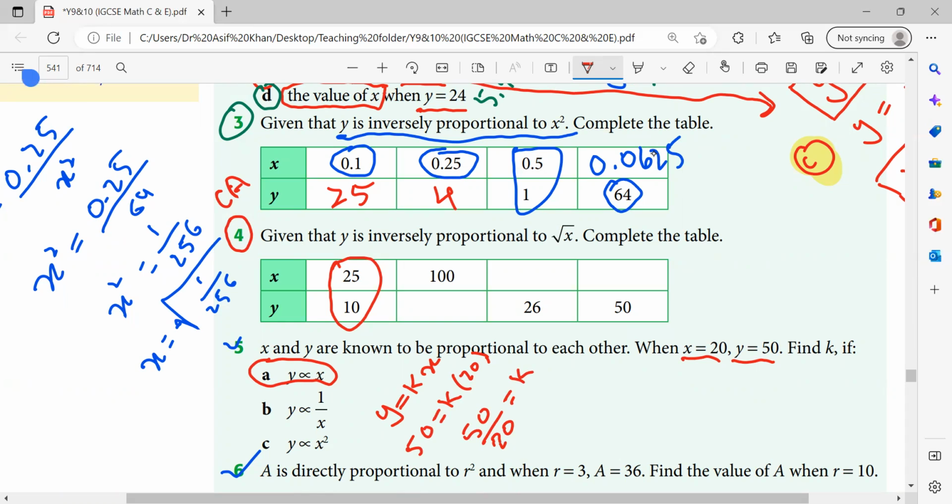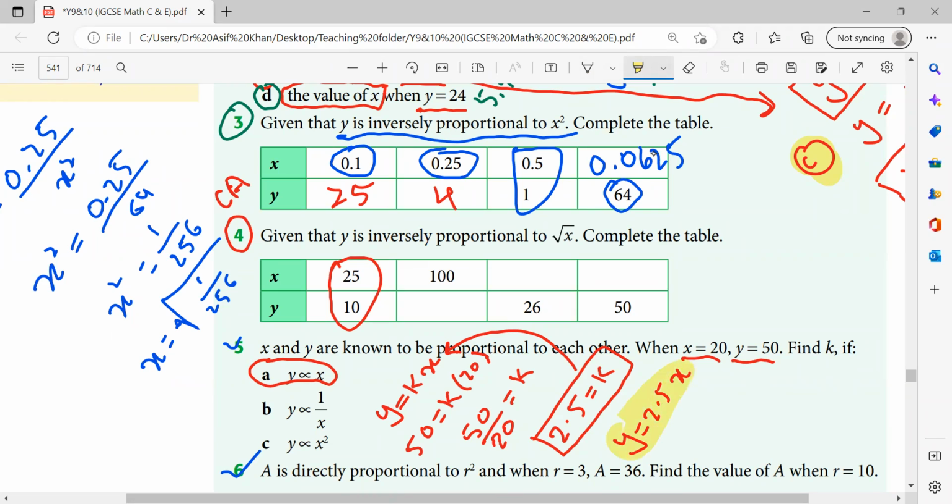What will 50 divided by 20 be? 2.5? Yes, everyone. Am I right? 2.5. So here the value of k is 2.5. This value of k you will plug here to make the equation. What will be the equation? y is equal to 2.5x. So this will be the equation now.